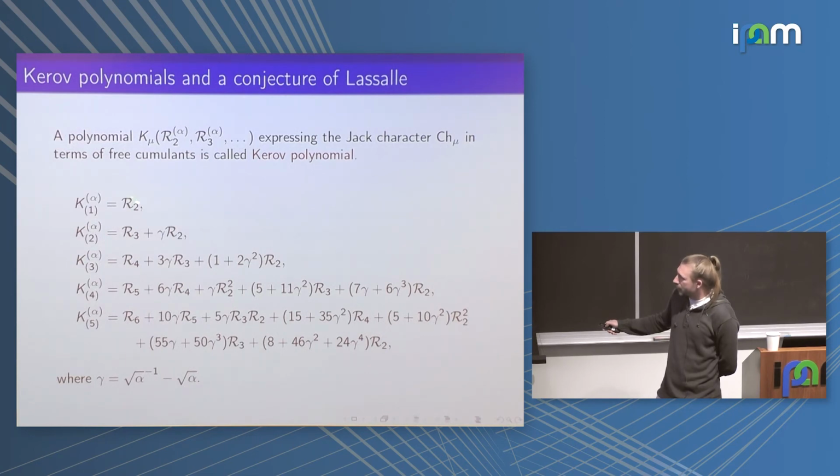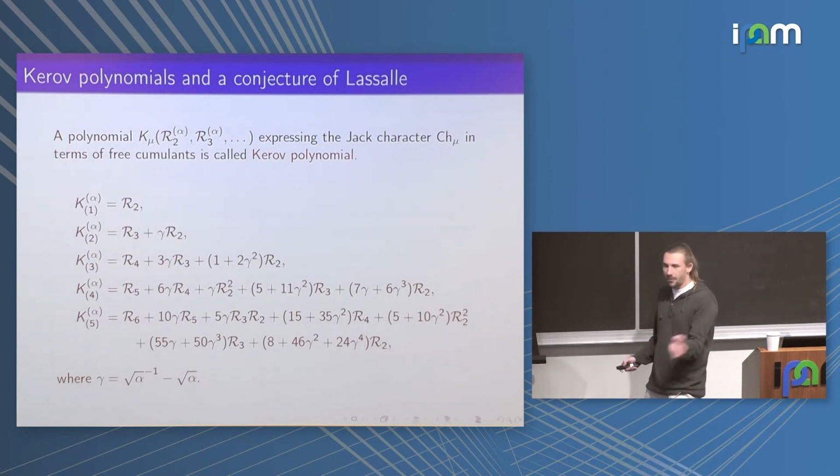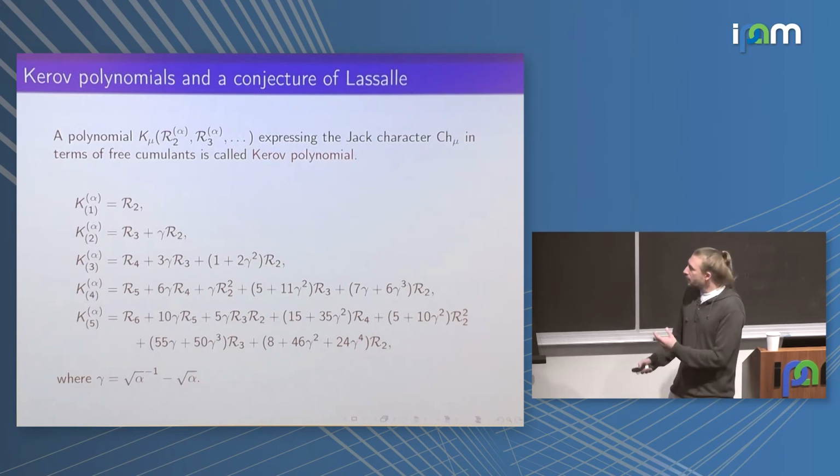The first obvious thing is that if you set, for a second, gamma equal to 1, so you forget about gamma, then the top degree is given by R_{k+1}, and everything else has a smaller degree. That's clear from the definition.